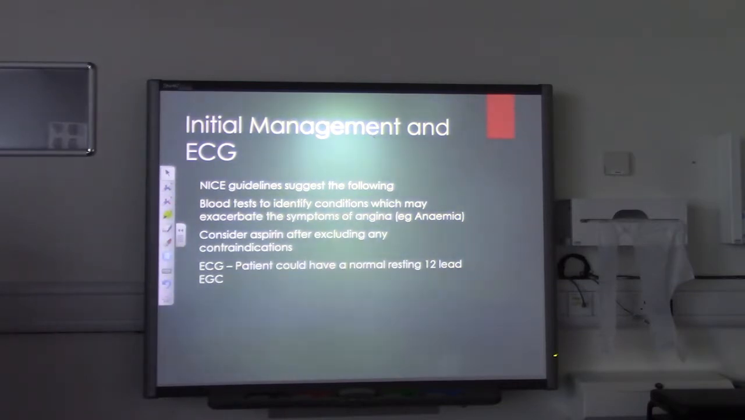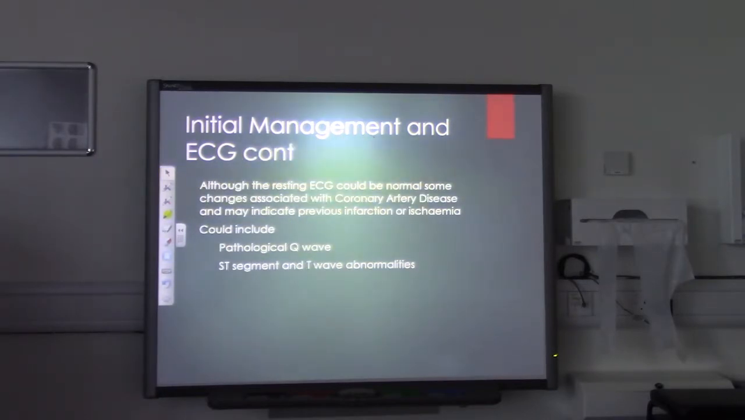ECG, electrocardiographs, then patients could have a normal resting 12-lead ECG. Although the resting ECG could be normal, some changes associated with coronary artery disease may be present and may indicate a previous infarction or ischemia, and that could include pathological Q wave, ST segment and T wave abnormalities. Remember, the ST segment represents the interval between the ventricular depolarization and repolarization, and should be isometric in waveform, and any elevation or depression is identified as some sort of pathology.